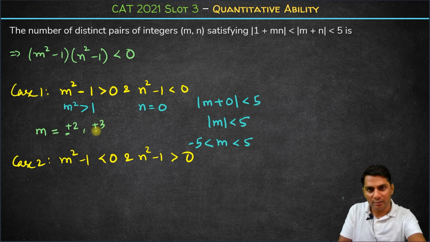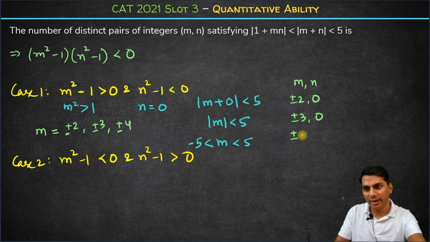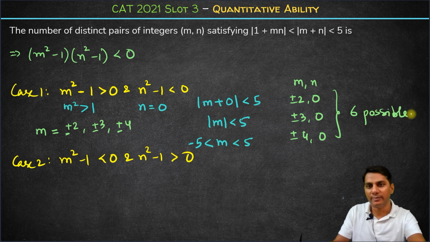Plus 3 or minus 3, plus 4 or minus 4. These are the 6 values m can take, right? Such that m square is greater than 1, m has to be an integer first of all, and m is between minus 5 and plus 5. So we have 6 values here for m and n. m is plus minus 2, n is 0. m is plus minus 3, n is 0. m is plus minus 4, n is 0. So we have a total of 6 possible values for m and n from here.